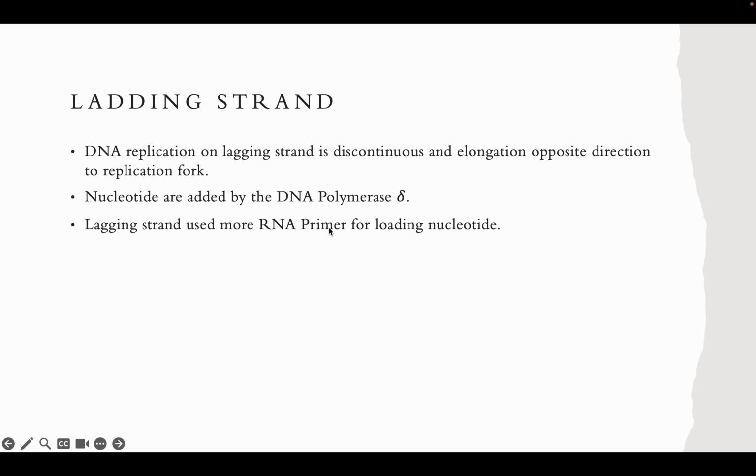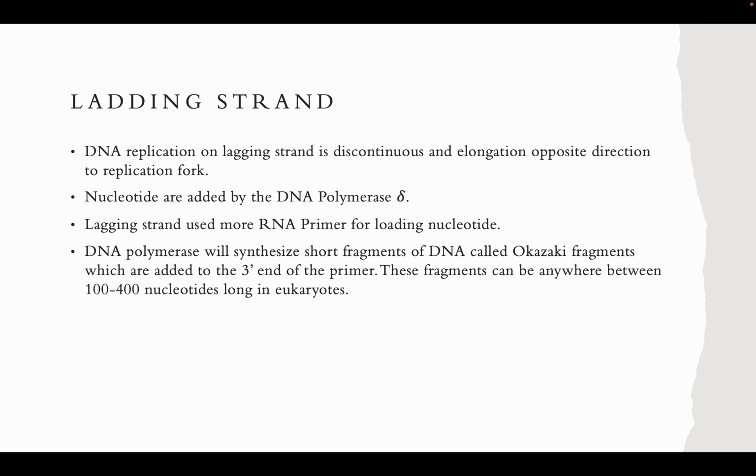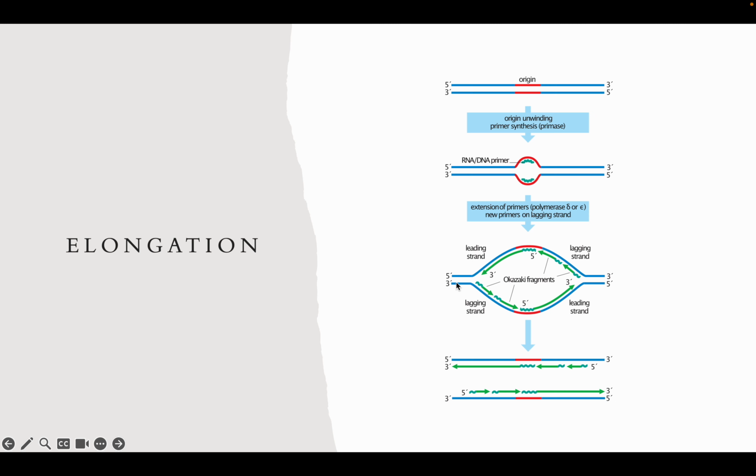The lagging strand uses more RNA primers, because as I have talked about, you need to add this stepwise for loading the nucleotides. DNA polymerase will initiate small fragments because it needs multiple primers. These fragments are called the Okazaki fragments, which are added to the 3 prime, and then they are joined by the ligases.